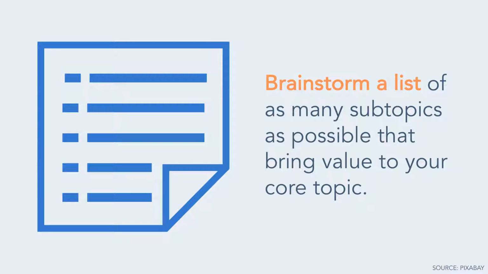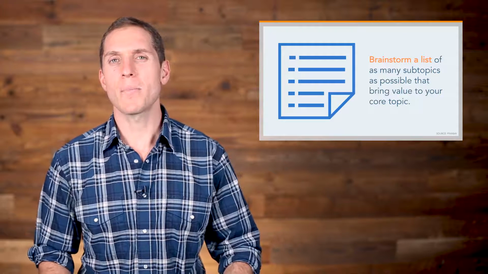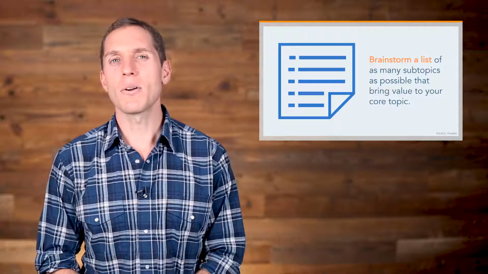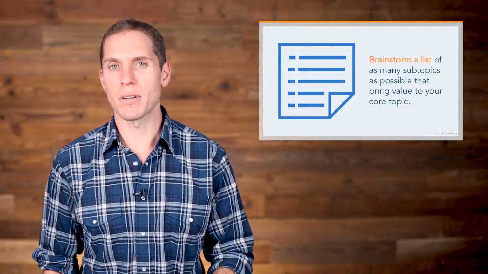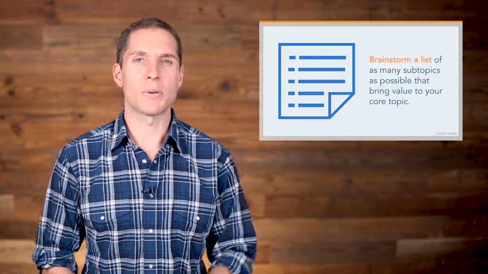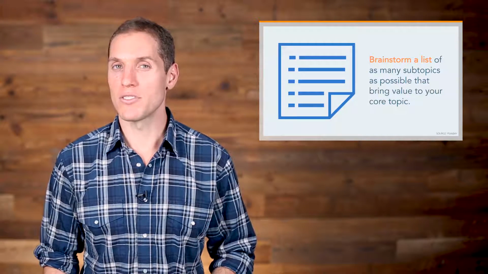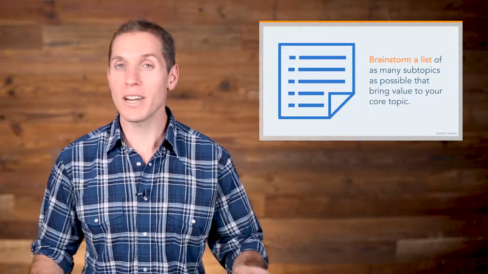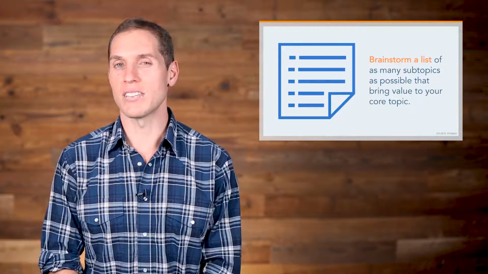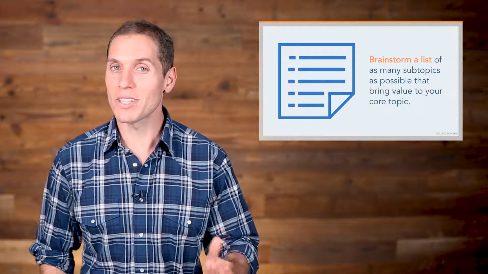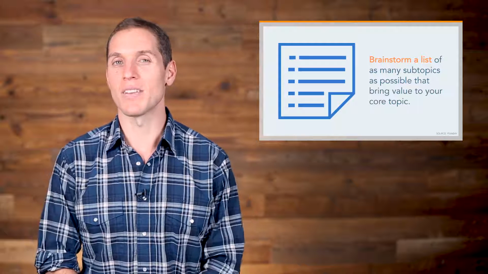Brainstorm a list of as many subtopics as possible that bring value to your core topic that have yet to be published. Once you make a comprehensive list of subtopics, narrow it down to the 6 of the strongest subtopics that support your core topic and its pillar page. Remember, you can continue growing your pillar page, so having a list of subtopics already identified will help make that process easier. That comprehensive list you made is the content gift that keeps on giving.